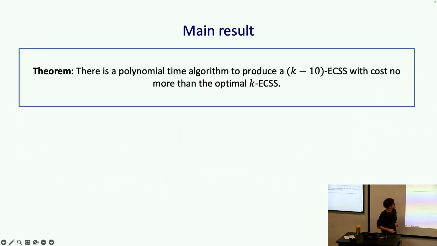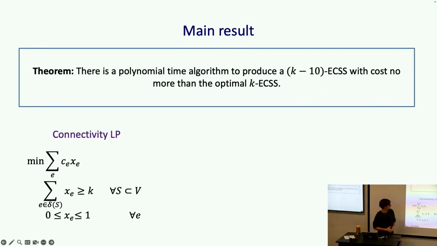And our main theorem, which is actually just a corollary of what I told you in the combinatorics part, is that we can get a polynomial time algorithm that produces a k minus 10 edge connected graph with cost no more than that of the optimal k edge connected graph. And I think this is actually pretty useful. Again, like the example of k equals 1,000, if you're some company trying to build a highly connected graph, you have two options. Build a 990 edge connected graph for some cost C, or build a 1,000 edge connected graph for twice the cost, 2C, right? So losing 10 in connectivity is probably more attractive than losing a lot in cost.